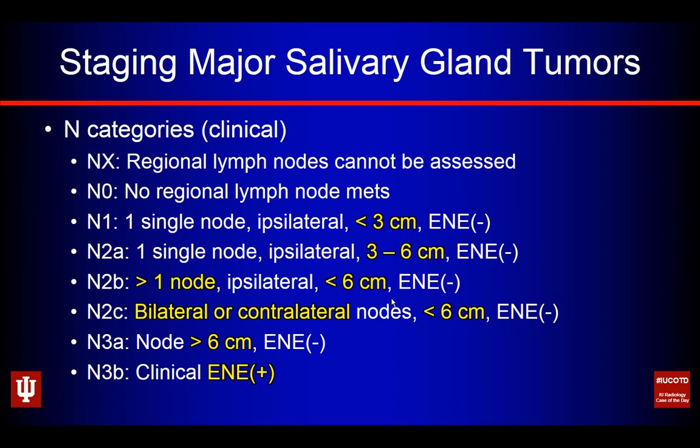When you're dealing with N category, your numbers change. Less than 3, 3 to 6, greater than 6. You want to look at, do you have more than one node involved? Are the nodes unilateral, bilateral, or contralateral? And do you have nodes that are greater than 6 centimeters? And importantly, extranodal extension. So just a few things that are in yellow here. Those are the things that you need to keep in the back of your mind that'll help you to differentiate all these different N categories.